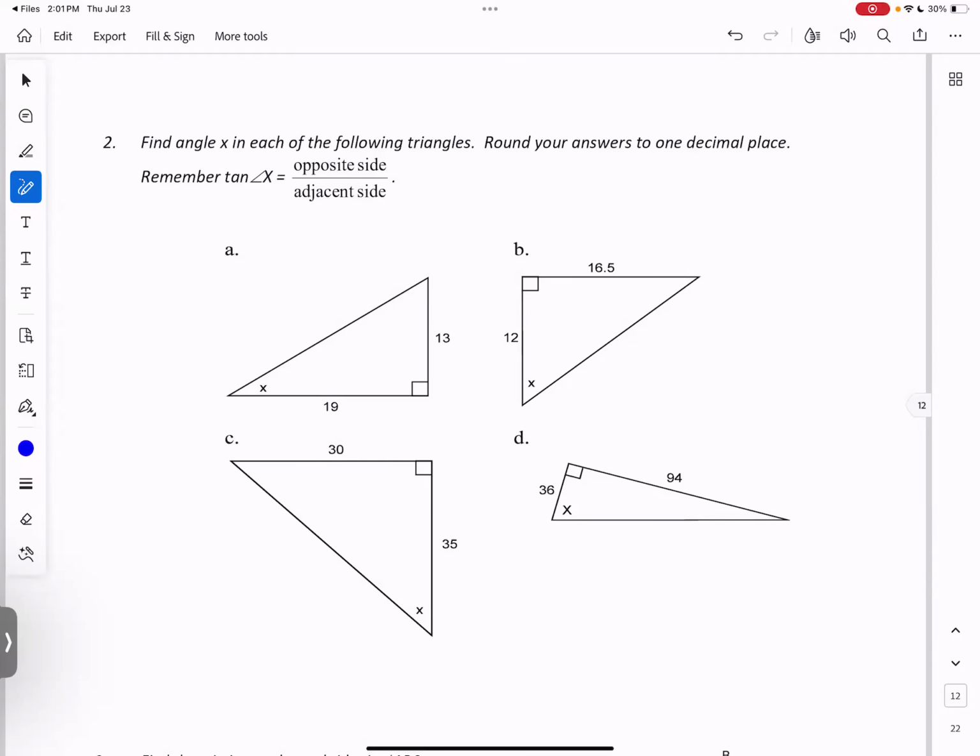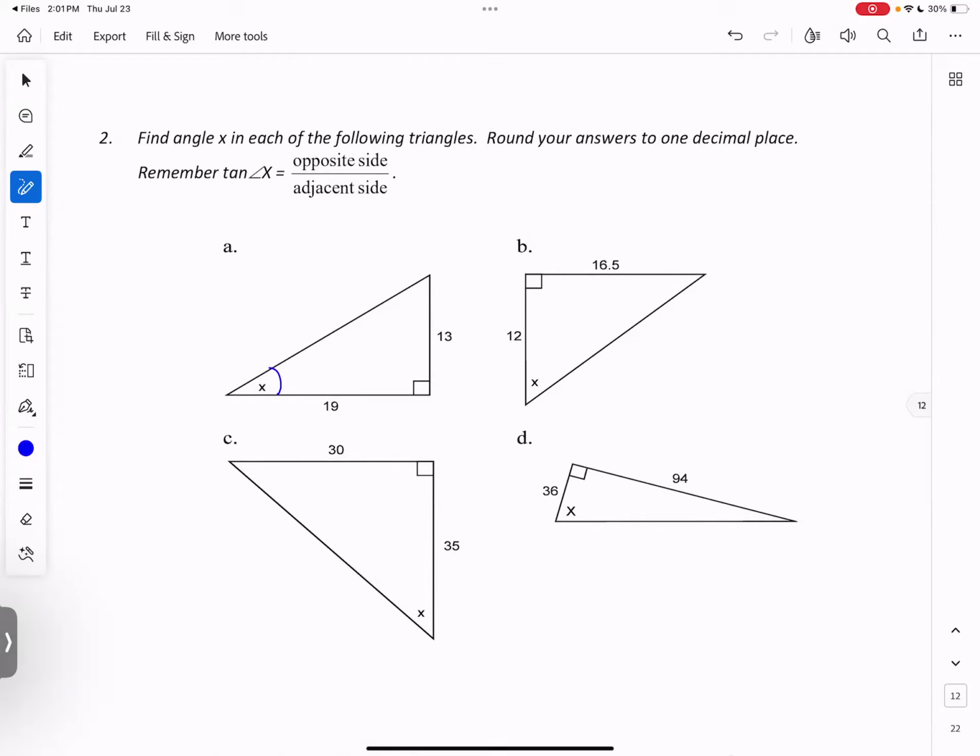Okay, let's solve some angles using the tan ratio now. So we're asked to solve for angle x here. Relative to x, 13 is my opposite side and 19 is my adjacent side. So tan of angle x equals opposite over adjacent, which is 13 over 19.